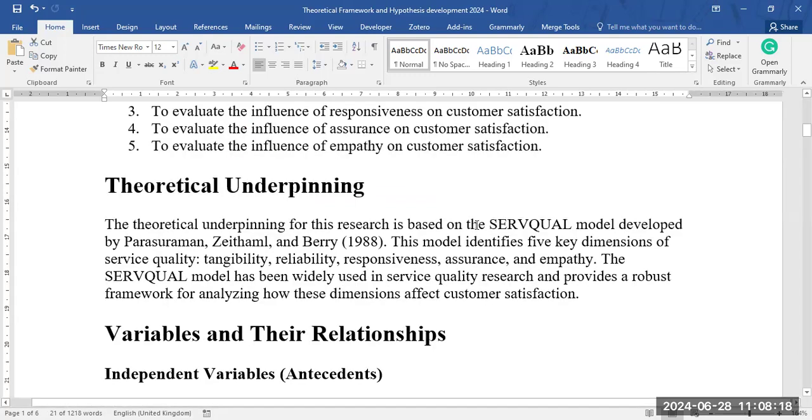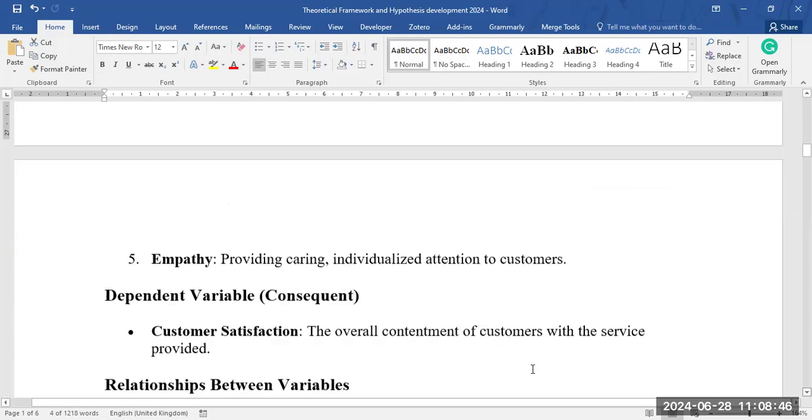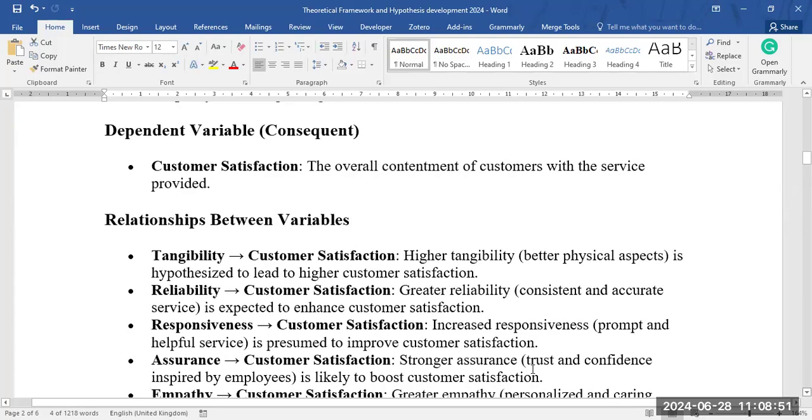We have used the SERVQUAL model developed by Parasuraman, Zeithaml, and Berry. This model identifies five key dimensions of service quality: tangibility, reliability, responsiveness, assurance, and empathy. Based on that, these dimensions are included as independent variables. The other variable we considered as the dependent variable is customer satisfaction. And then we discussed the relationship between the variables.